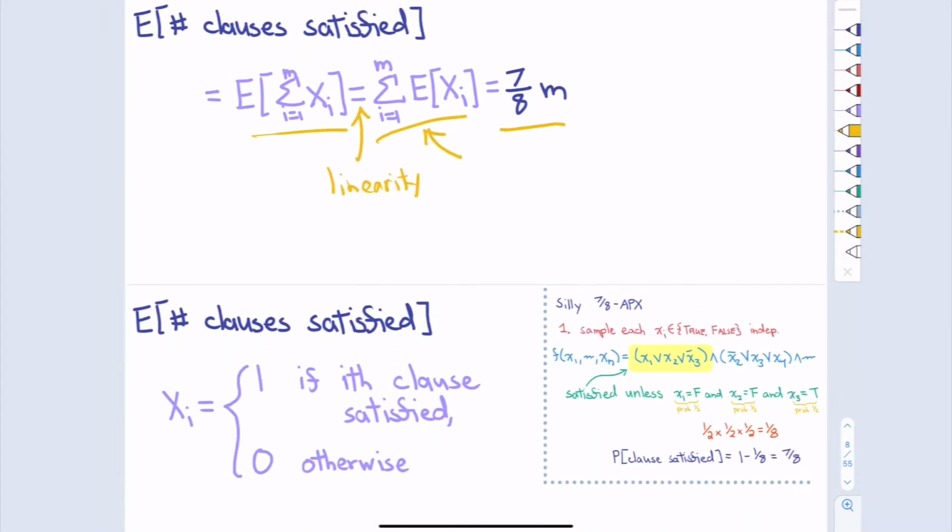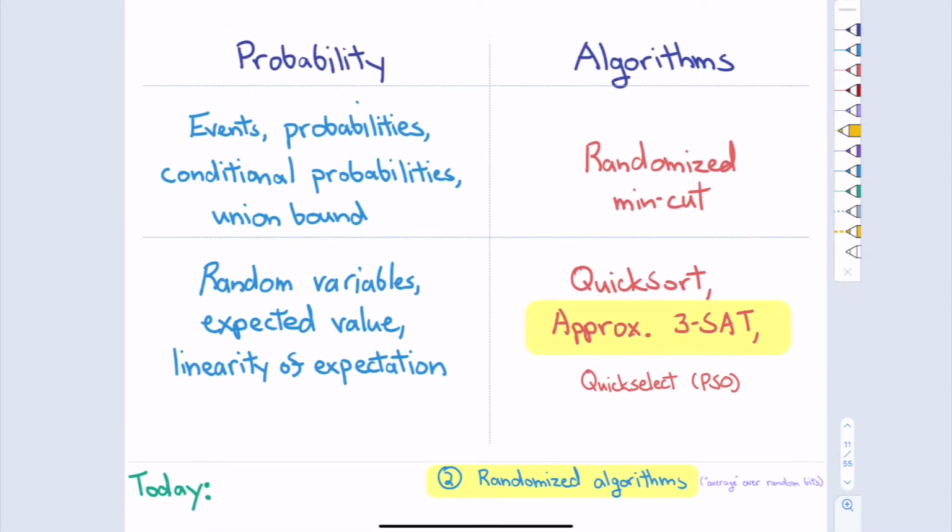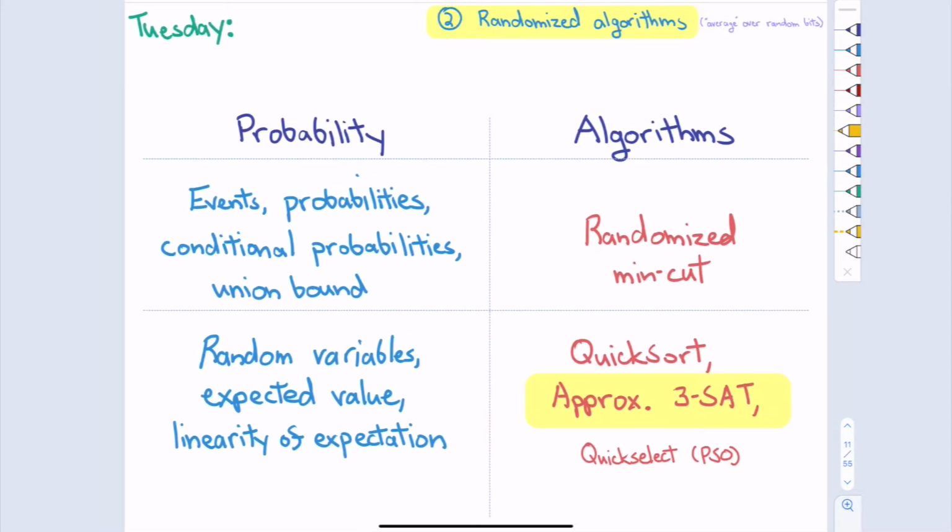All right, so that's what we didn't cover last time. But anyway, it's just interesting, and highly consequential, that we also can't do better than 7/8. In general, the idea of approximations having limitations as well is a deep idea.